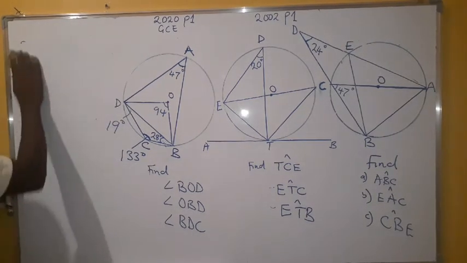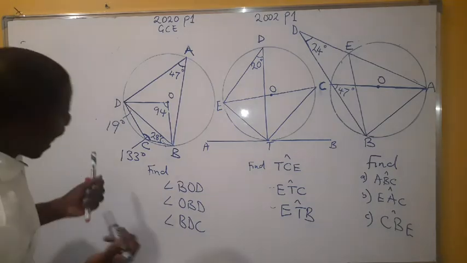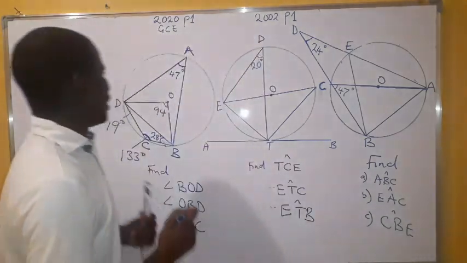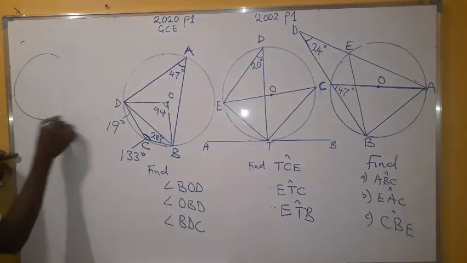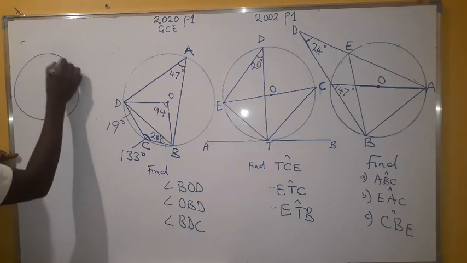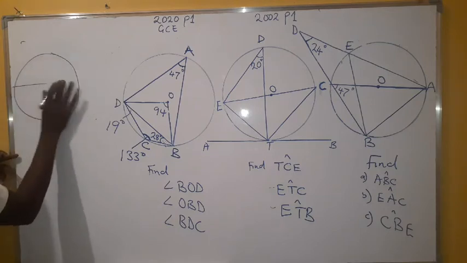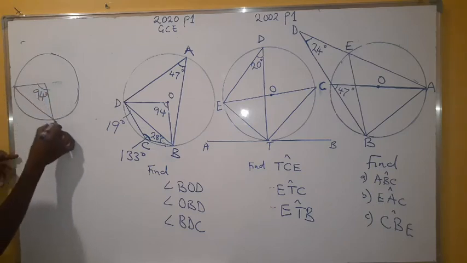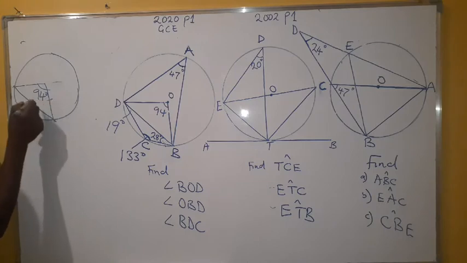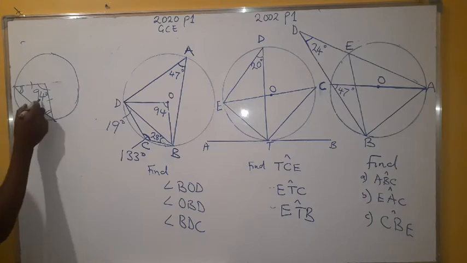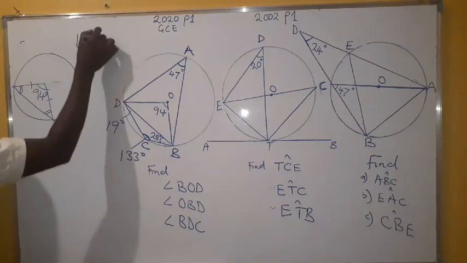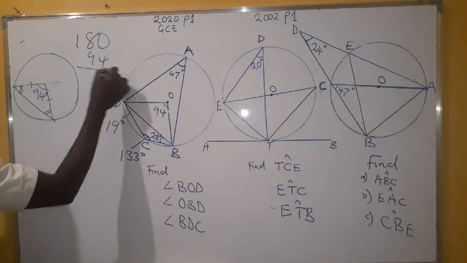All right. Then I'm going to proceed. What are we saying? I'm using the information that we are given. What did we get here? At the center, we got this as 94. Remember, this is the radius and this is the radius, so this angle is equal to this one. So we need to subtract this one from 180. What do we get?